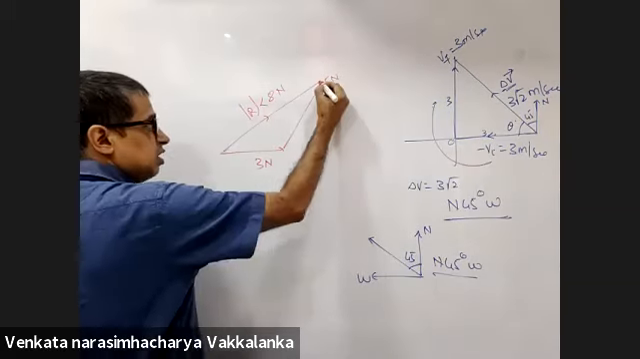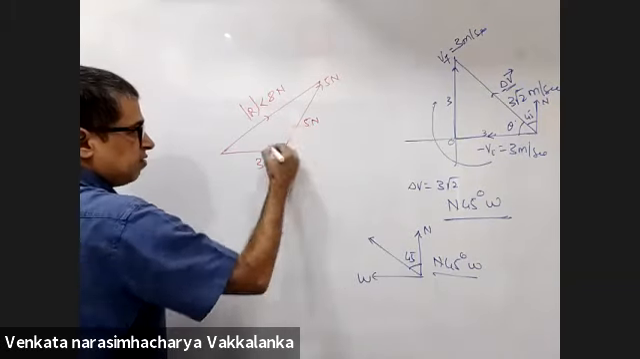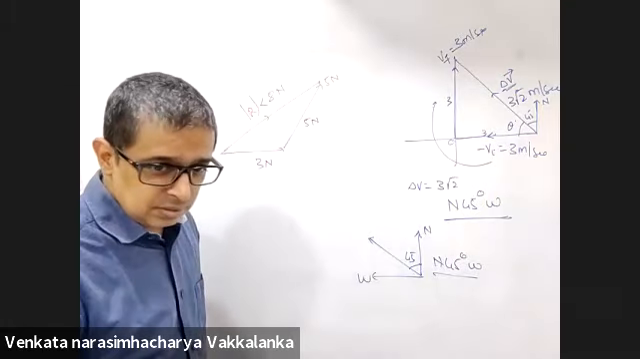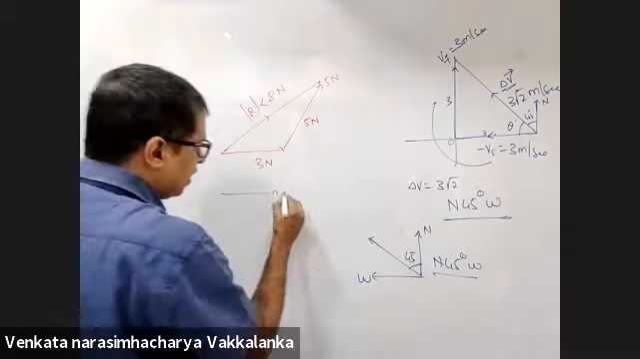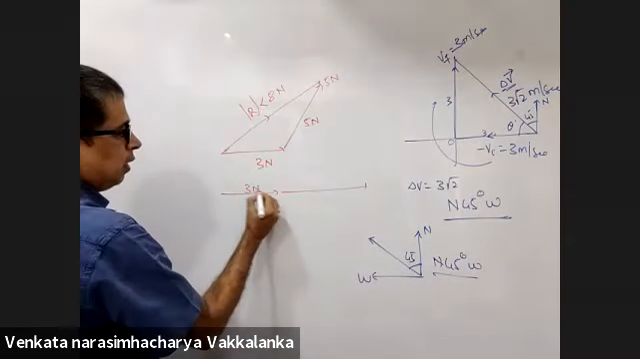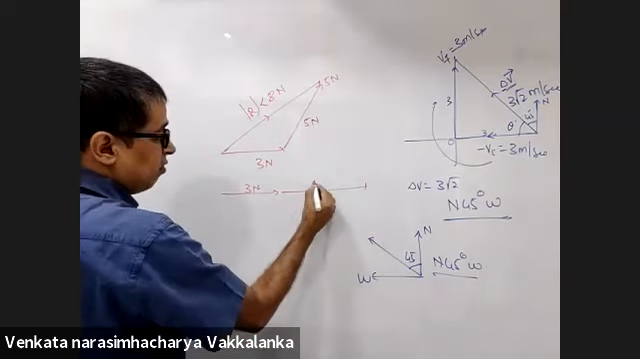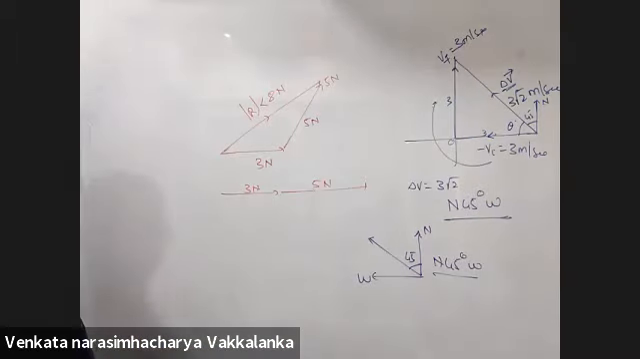For sure, this length will be lesser than 8 Newton. The sum of two sides of a triangle will always be greater than the third side of the triangle. Sir, sometimes it's also equal, right? Equal only if they are in the same direction. As a triangle, it will never be equal. 3 and 5 Newton will never be equal to 8 Newton. It will be 8 Newton only if they are in the same direction.